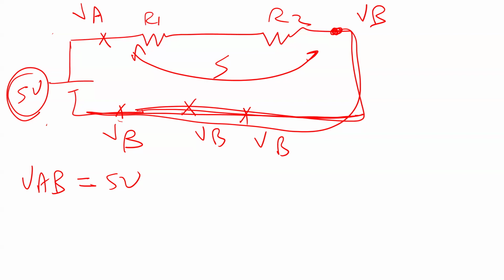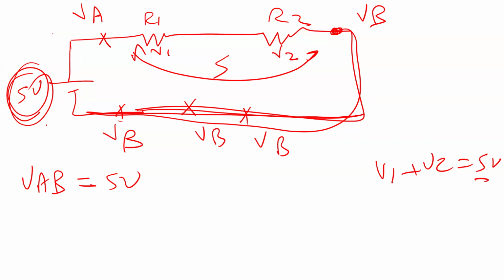So what happens here is I have a voltage drop here, I'm going to call it V1, and I have V2. This 5 volt is going to be divided between V1 and V2. Divided. So the summation V1 plus V2 should equal the 5 volt.